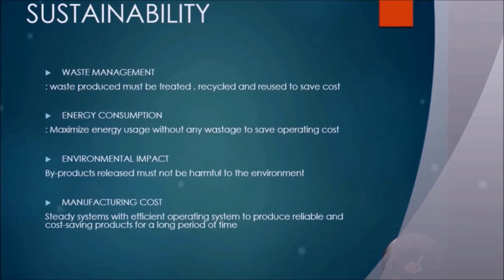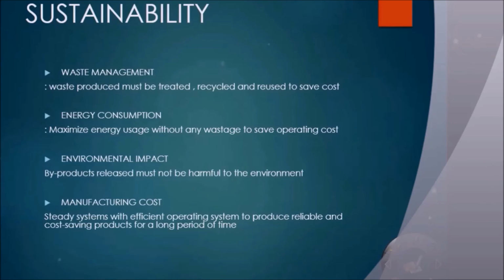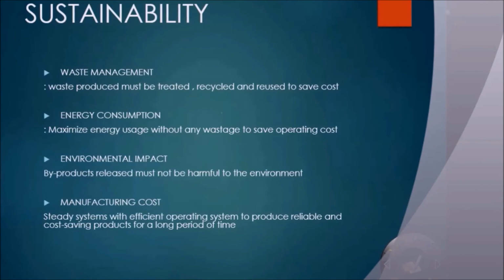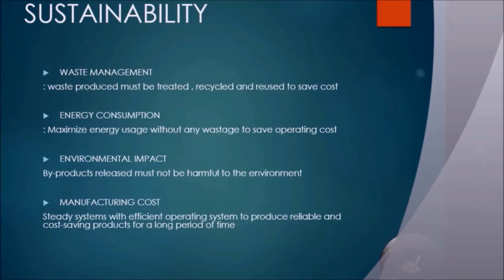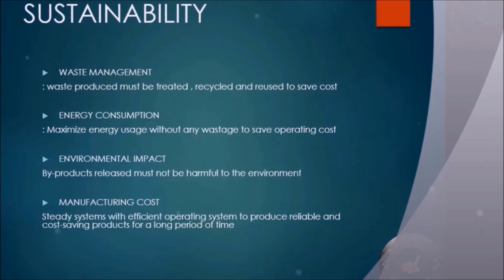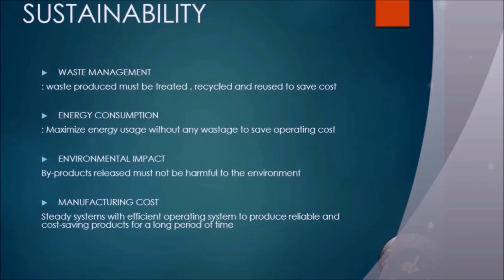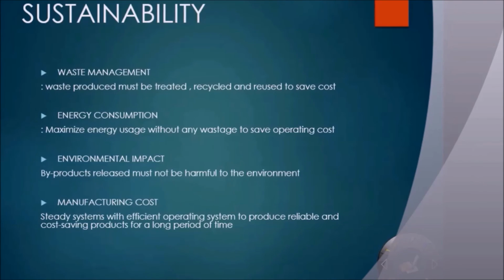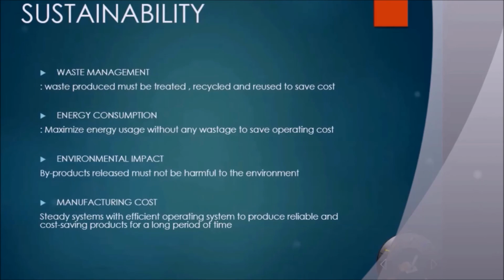Sustainability usually involves how we can use a certain product for a long period of time without affecting its economic value and without affecting its cost. The first part of this slide would be waste management. Waste produced must be treated, recycled and reused to save costs. The second part would be energy consumption. We need to maximize the energy usage without any wastage to save operating costs. Number 3 would be environmental impact. Byproducts released must not be harmful to the environment. And the last part would be manufacturing costs. Steady systems with an efficient operating system to produce reliable and cost-saving products for a long period of time.